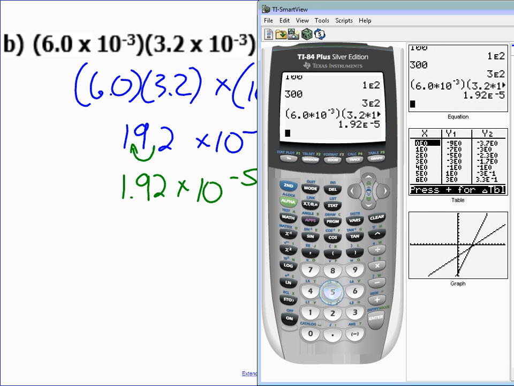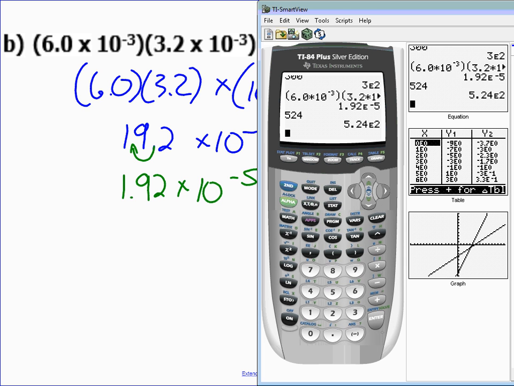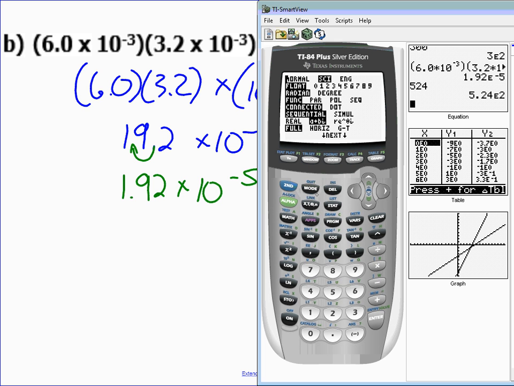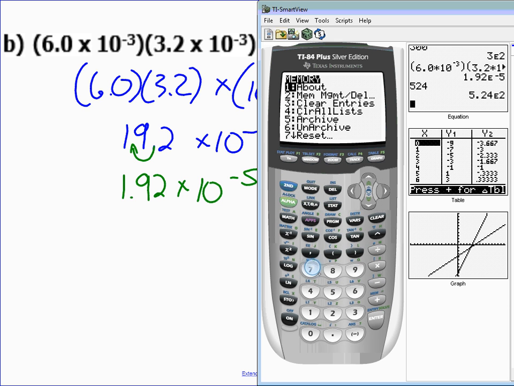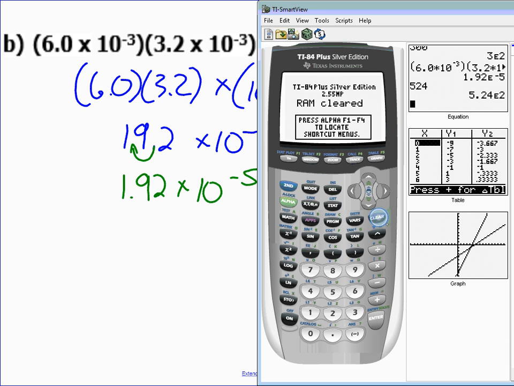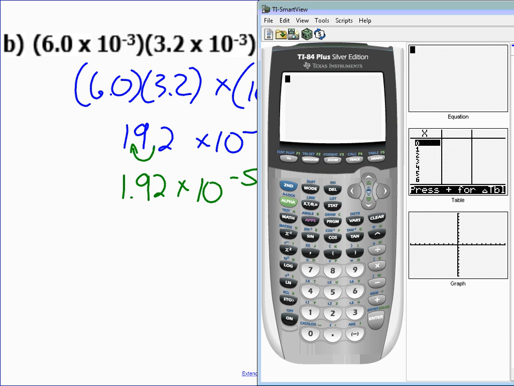Now, if you ever type in a real number, a regular number, and it starts doing weird stuff like this, this means it's in scientific notation setting, and you have one of two choices. You can either go back into mode and turn scientific notation off, or you can reset the calculator. If you ever get stuck, remember, you can always reset the calculator by going second plus 7, 1, 2. And then everything will go back to the way it came from the factory.